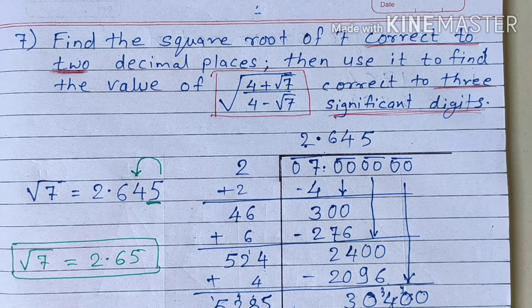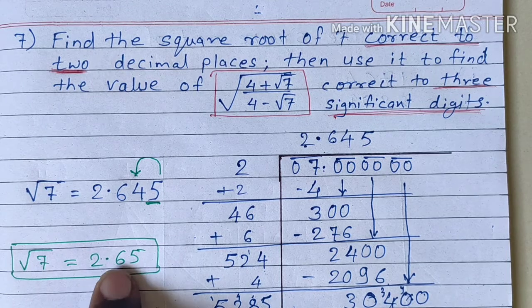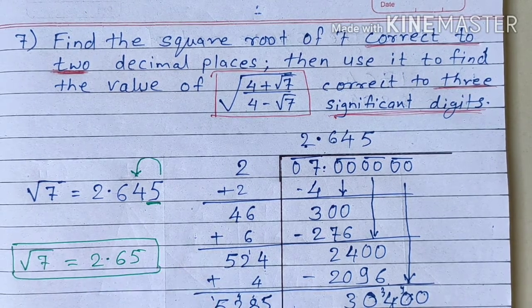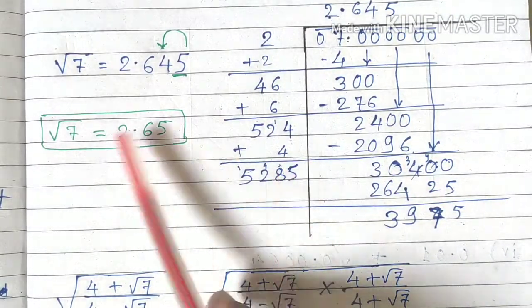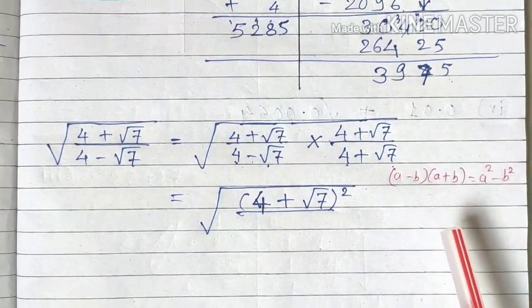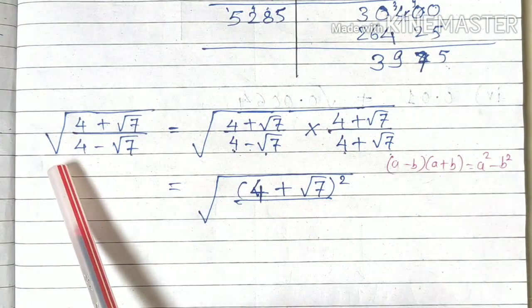Correct to 3 significant digits means in the final answer there must be 3 digits, like here 1, 2, 3. The total number of digits is 3. So that is called significant digits. Okay. See, now let us find out the square root of it.